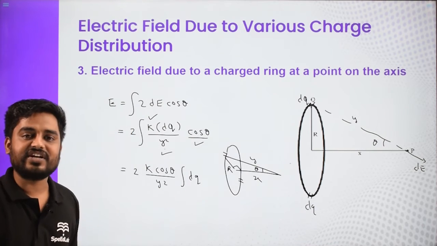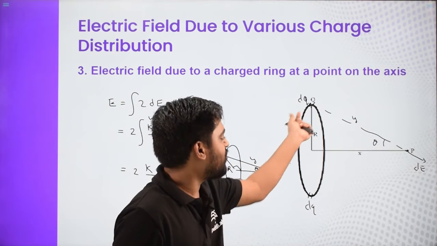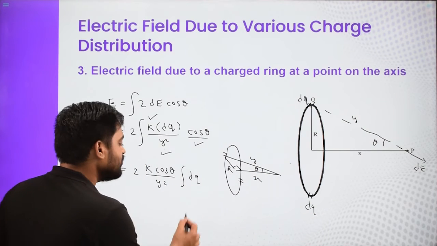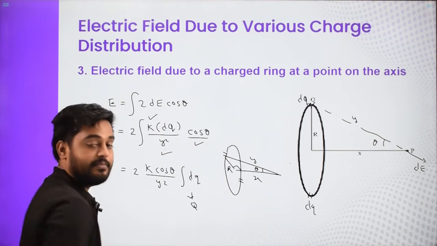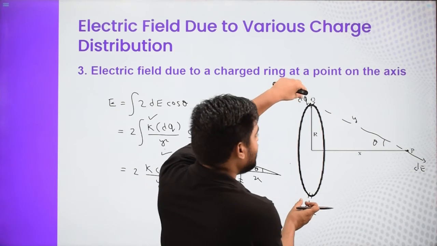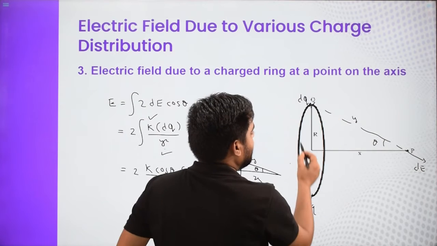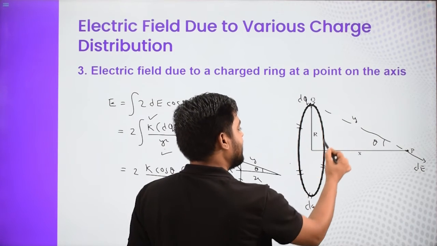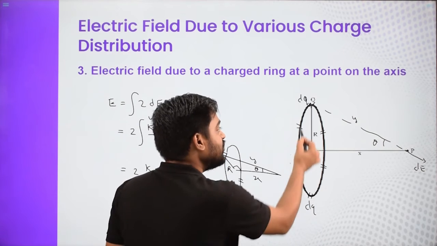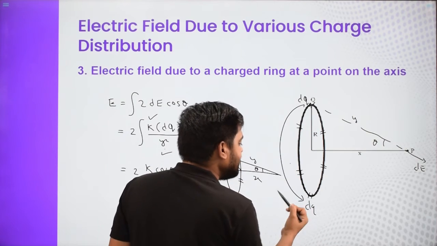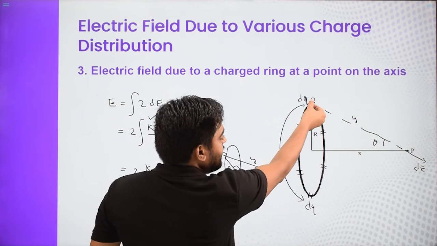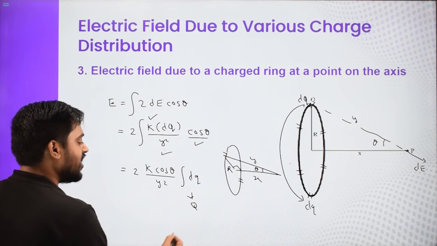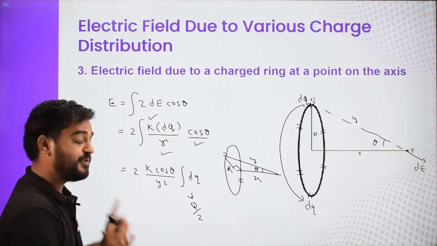Now what does integration of dq mean? Add all such small charges. So when you add, what do you get? Integration of dq generally becomes q. But here we have taken a pair. So if you cover just half the ring, when you take this, the opposite end is also considered. When you take this, then this opposite end is also considered. So you just need to add all dq from this top point all the way up to here. So this integration of dq is not q but q by 2 in this particular case.